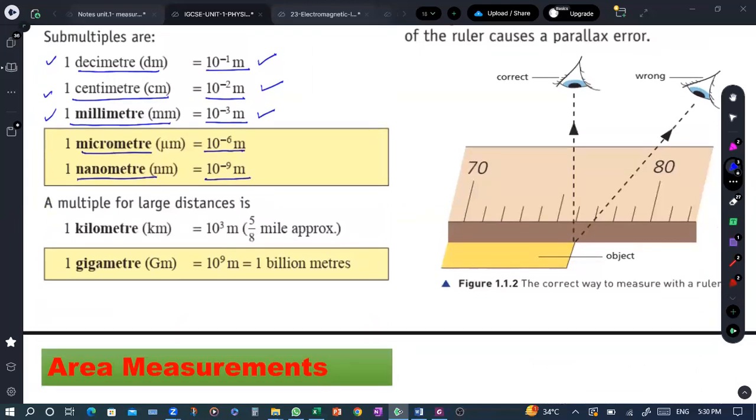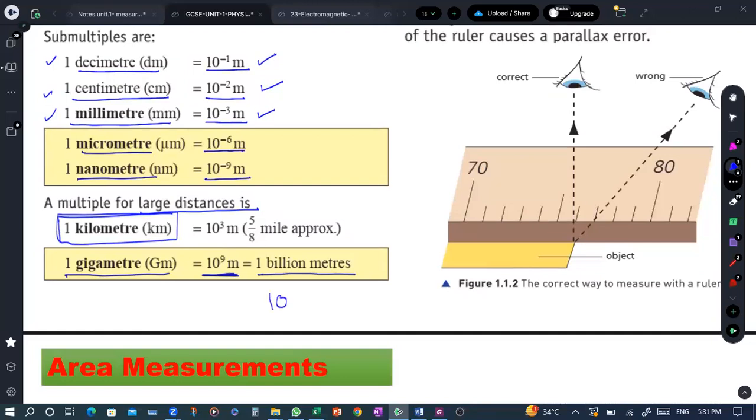A multiple for large distance is a kilometer, right? When we have a larger number for the length, for example, we can call it a kilometer. A gigameter is 10 power 9 meter, a billion meters. This is basically a billion meters.